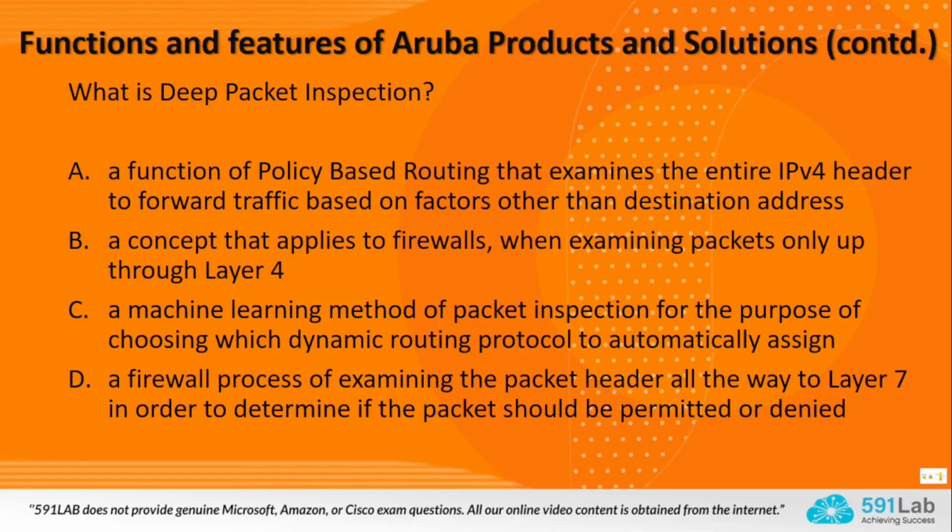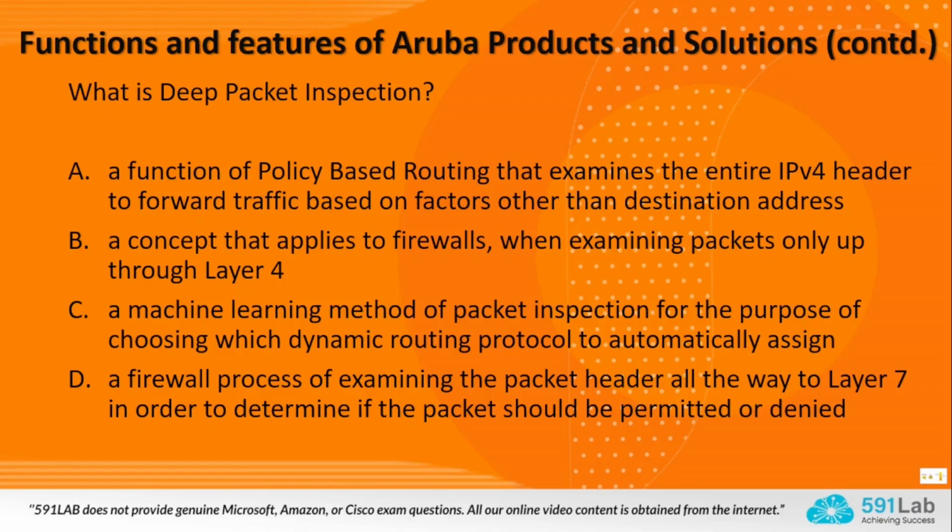Option B, a concept that applies to firewalls when examining packets only up through layer 4. Actually, the mistake here is only up through layer 4. It's not only up to layer 4, it's up to layer 7. It's up to application layer. So option B is wrong.